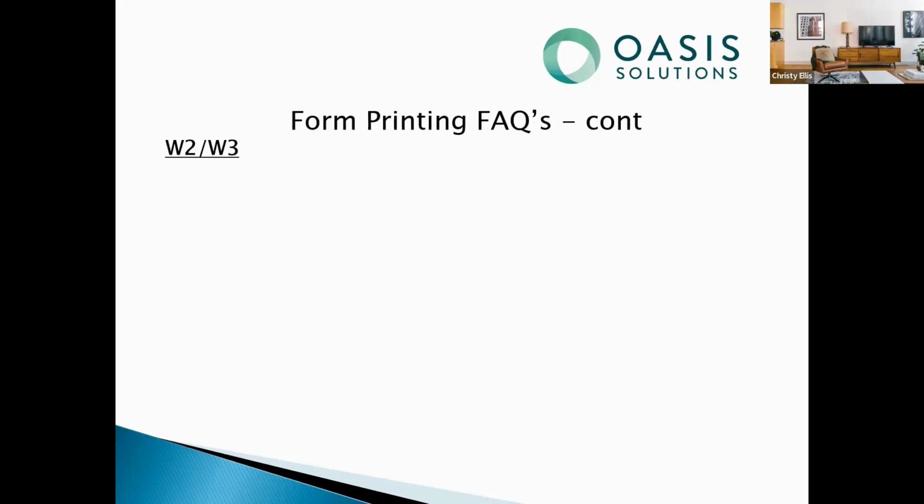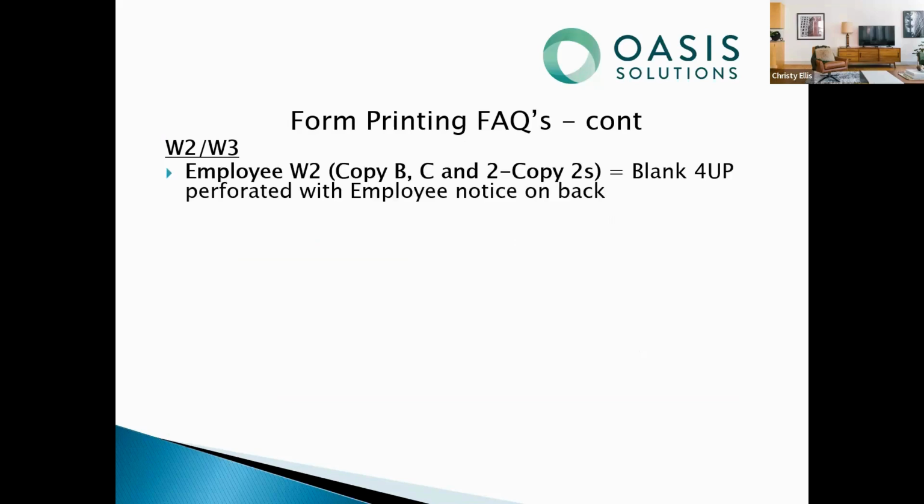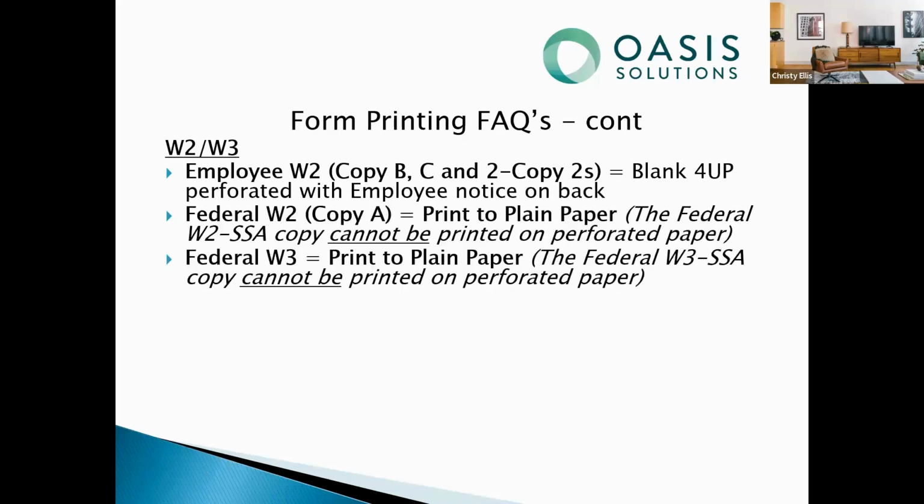So let's talk a little bit about the W-2 and the W-3 forms. When you go through the Atrix grid and you're going through the verification process and generating printouts, the employee W-2 copy has to be on the blank 4-up perforated paper with the notice on the back. The federal W-2 and W-3 copies cannot be on perforated paper, so those need to be printed to plain paper.